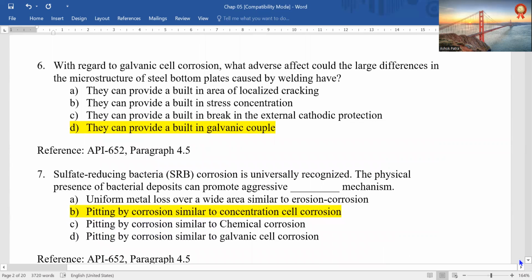With regard to galvanic cell corrosion, what adverse effect could the large difference in the microstructure of steel bottom plates caused by welding have? They can provide built-in galvanic couples. They act as galvanic cells.